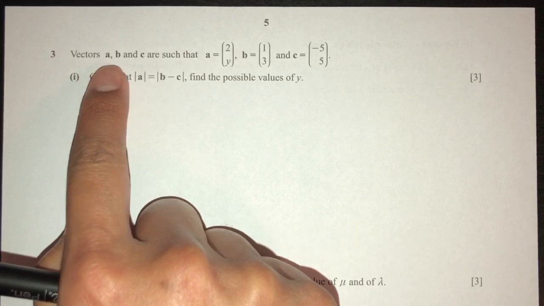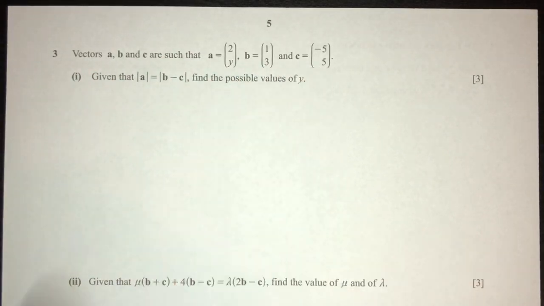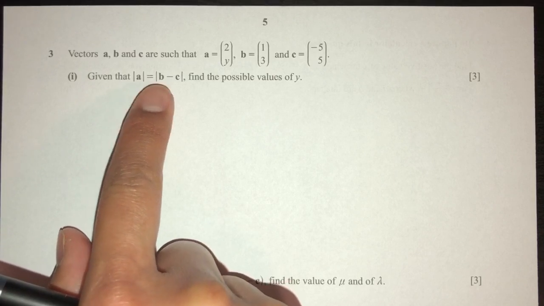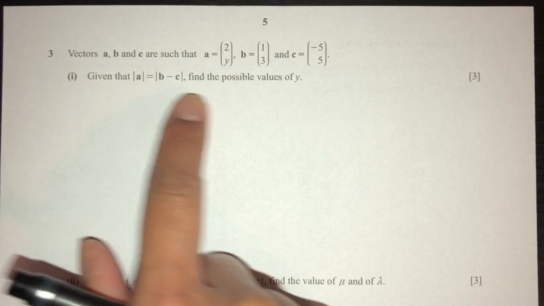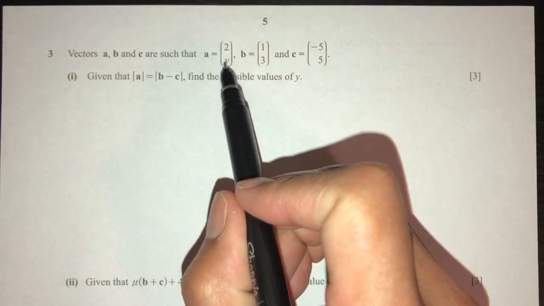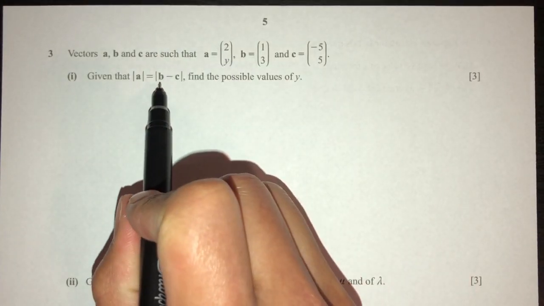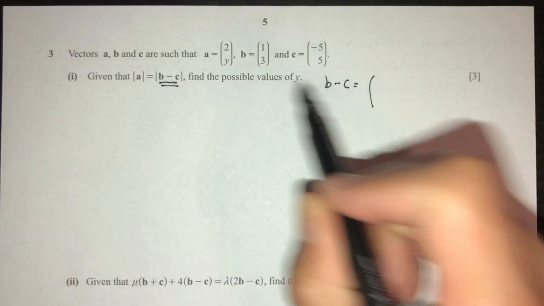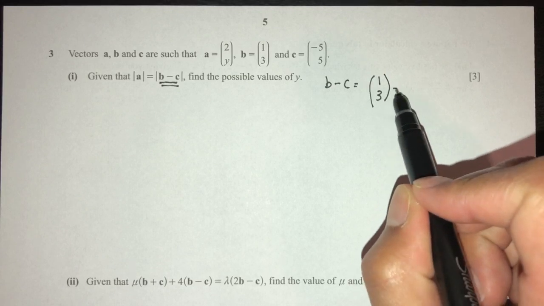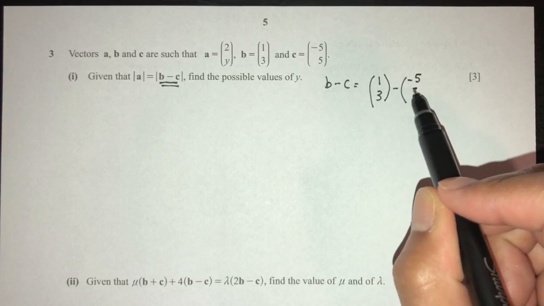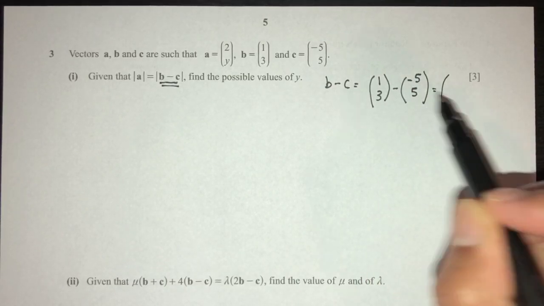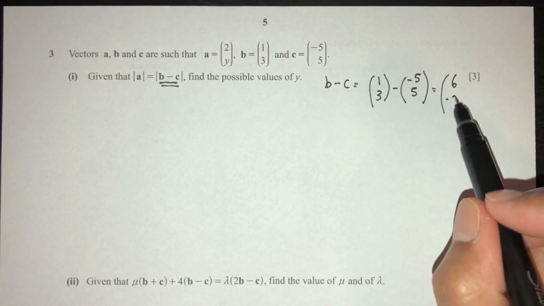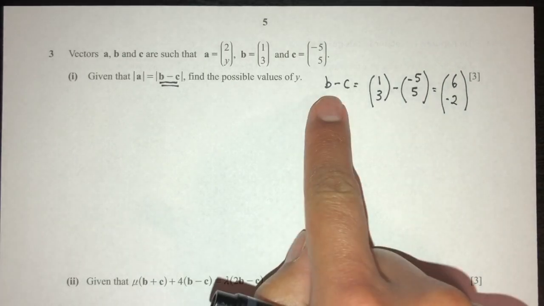So we have vectors a, b, and c given to you by these 3 vectors. Now part 1, given that the magnitude of a is equal to the magnitude of b minus c, find the possible values of y. First let's find b minus c. So b is 1, 3. Minus c is minus 5, 5. So 1 minus minus 5 will be 6. 3 minus 5 is minus 2. Okay, that will be b minus c.